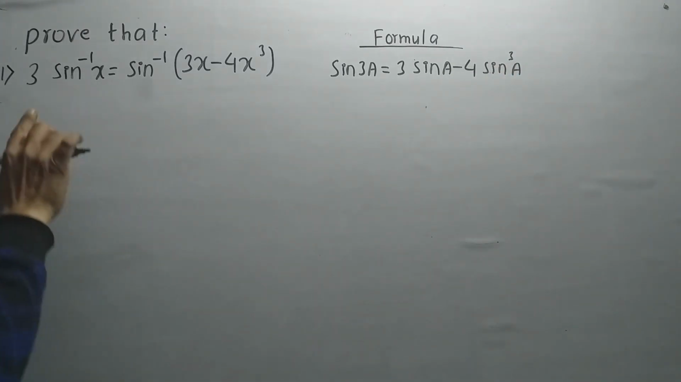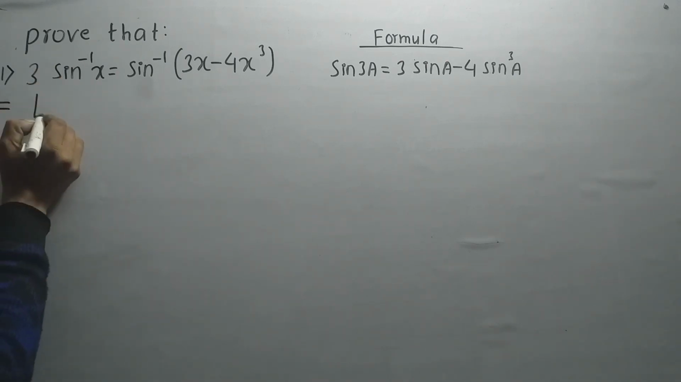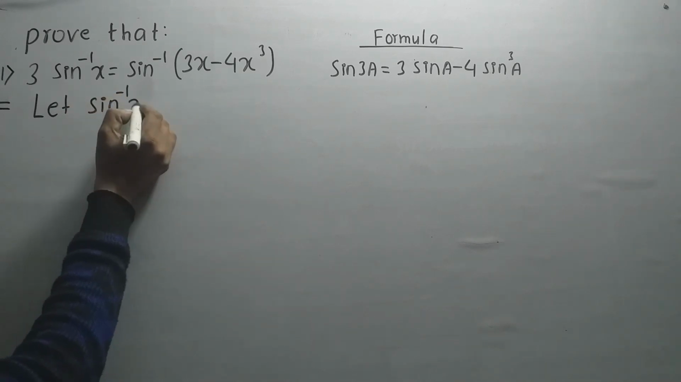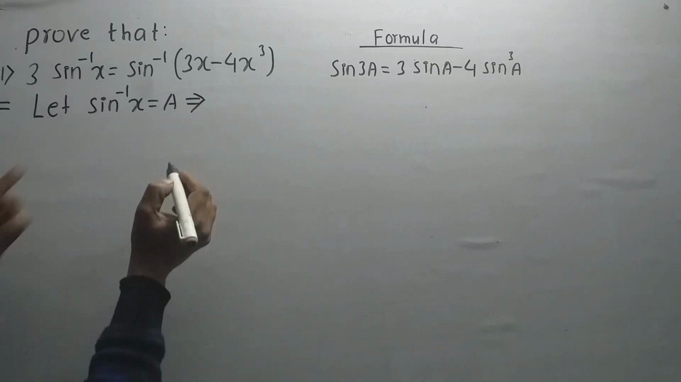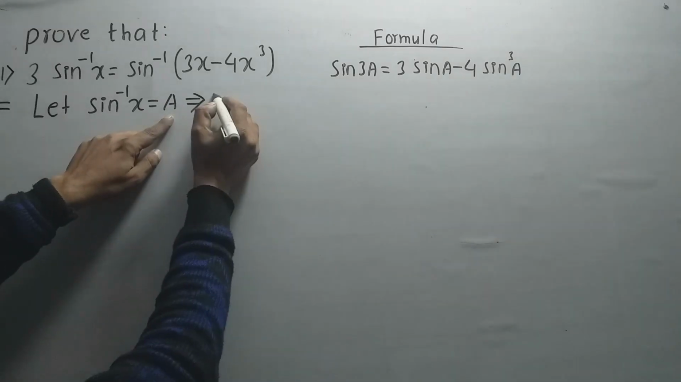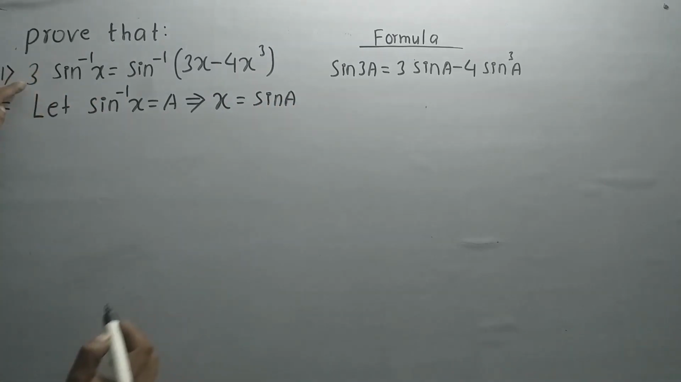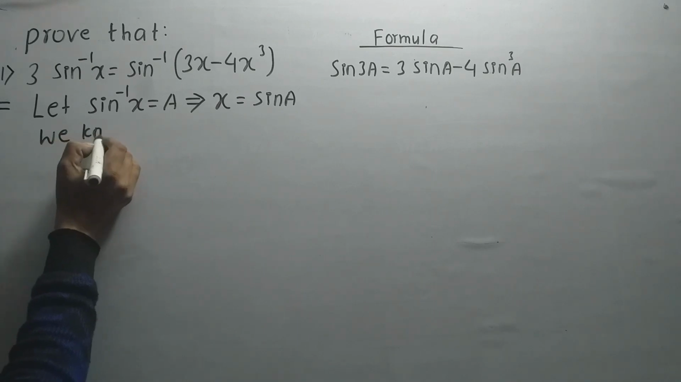Here it contains only one variable, sine inverse x. So suppose that sine inverse x is angle A. Let sine inverse x equal angle A. It implies that, taking sine to the right hand side, x equals sine A. Here it contains 3, so we will write the formula for sine 3a.